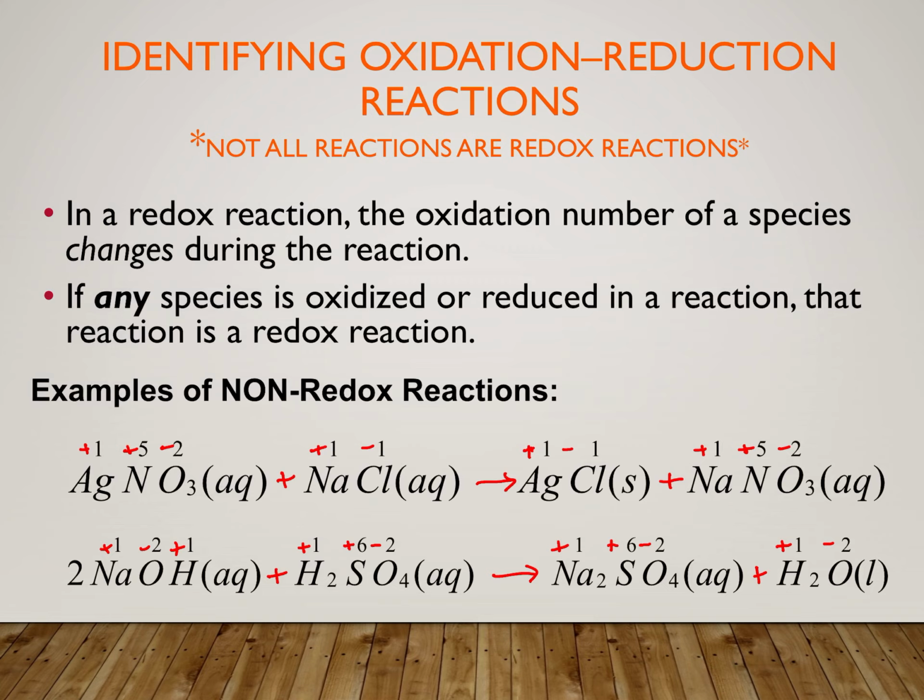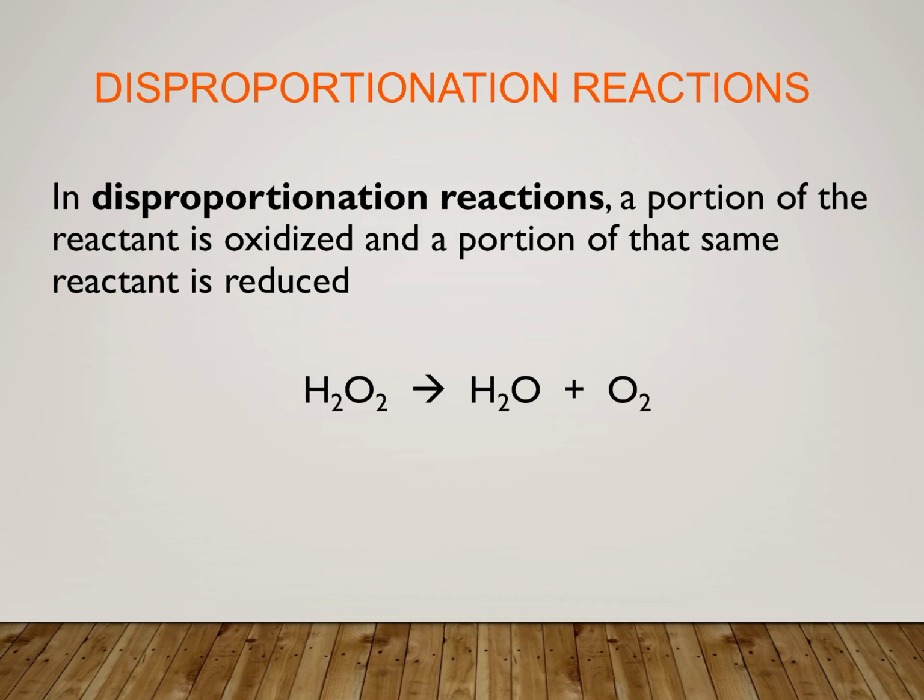So again, the only way to figure this out is to go through and assign all of these individual oxidation numbers to see, is something changing oxidation states? And again, if it is, then it's a redox reaction. If it's not, then it's not a redox reaction.